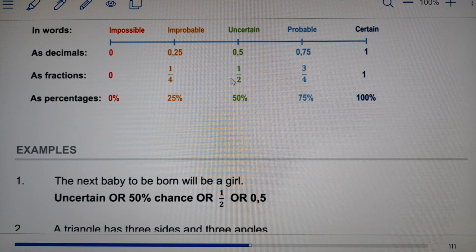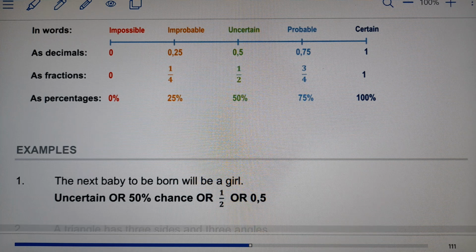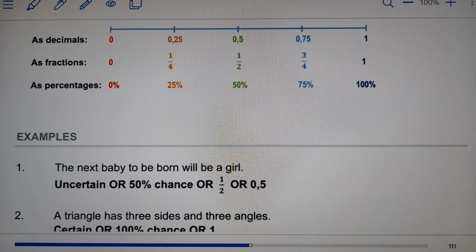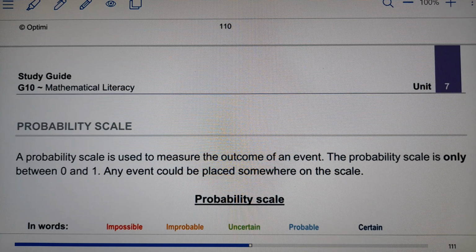And where does that put us? It puts us here on the probability scale. So we are uncertain whether the next baby to be born will be a boy or a girl. You see, 50% chance. Now let's go to the next example. A triangle has got 3 sides and 3 angles. What is the probability for that?